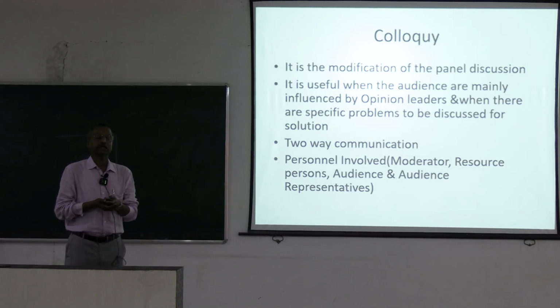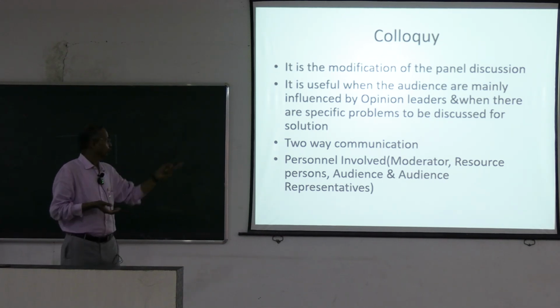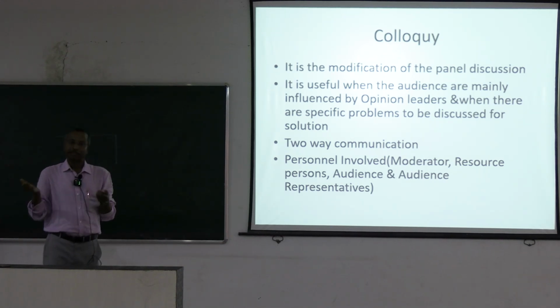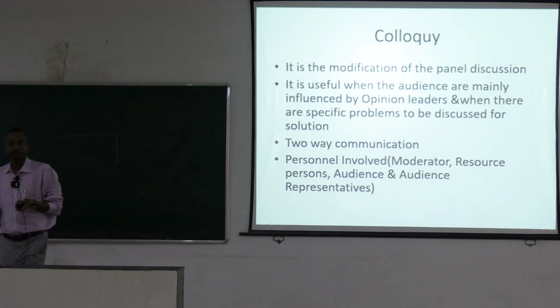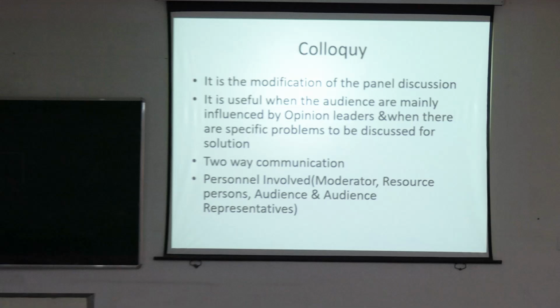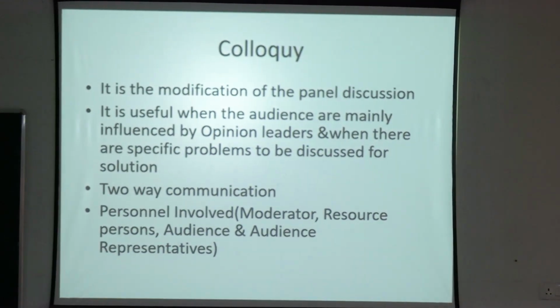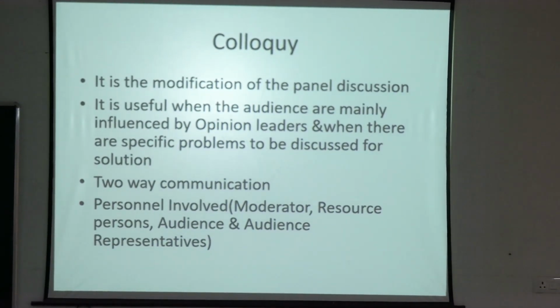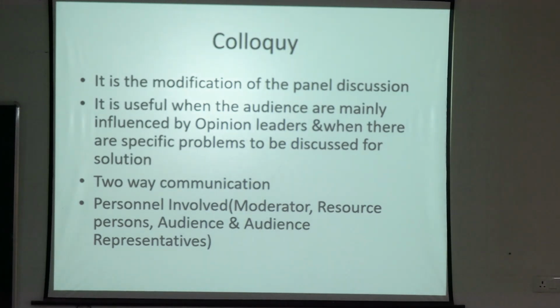How many personnel are involved? One is the moderator, like panel discussions. Another is resource persons. The third group is audience representatives, and last, the audience. So there are 4 types of persons involved in a colloquy session.